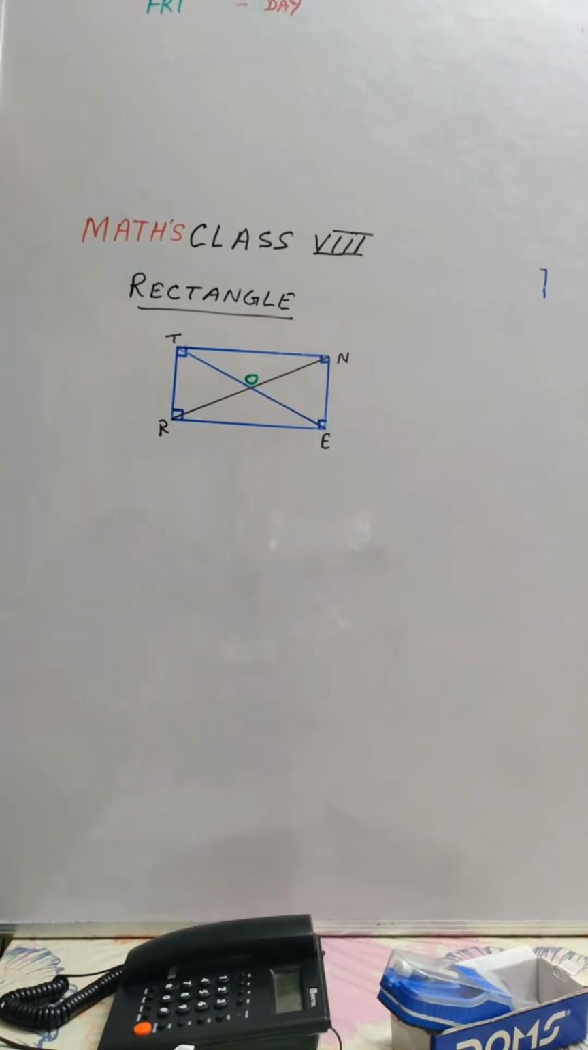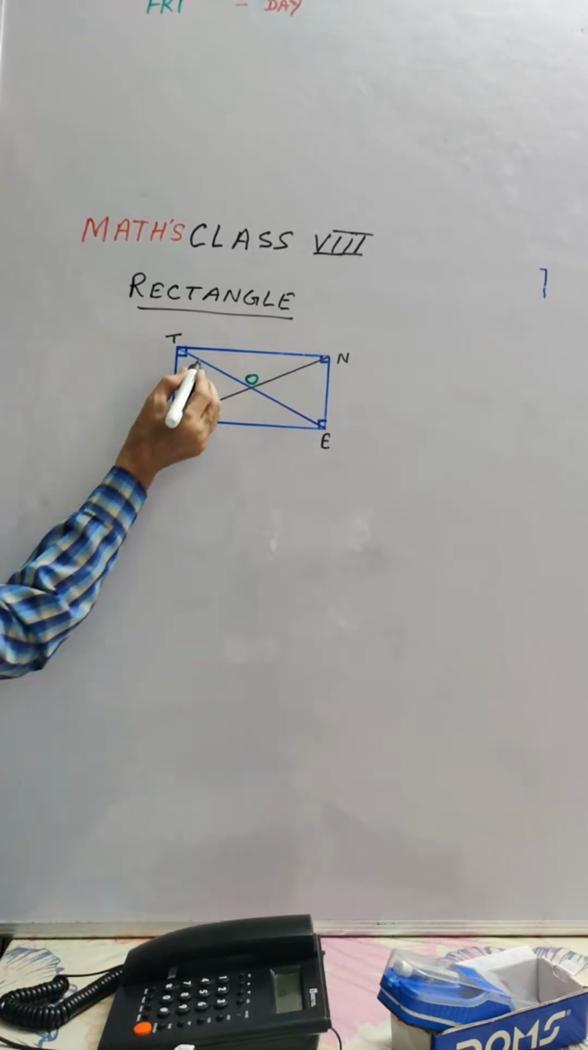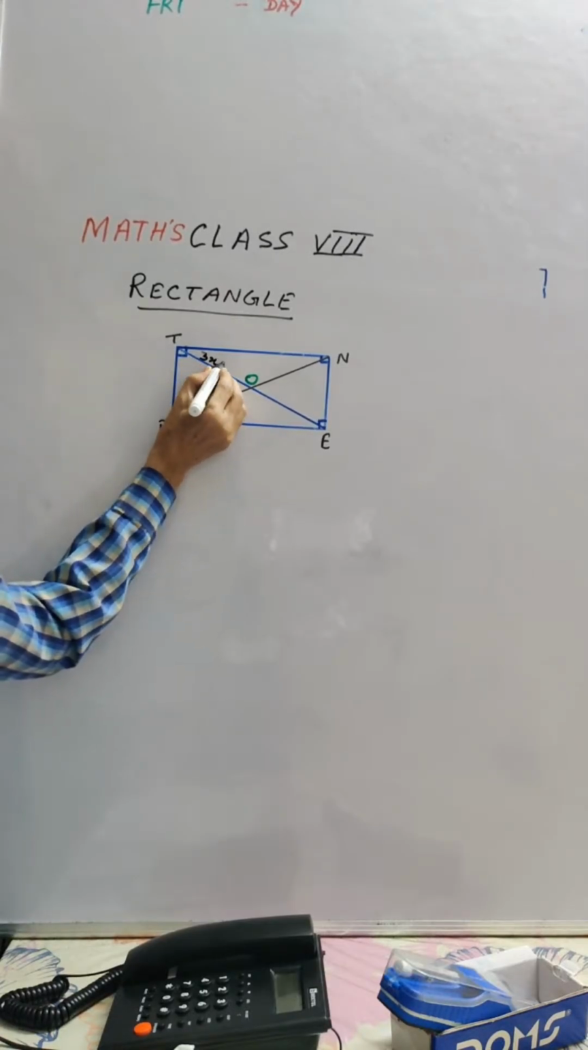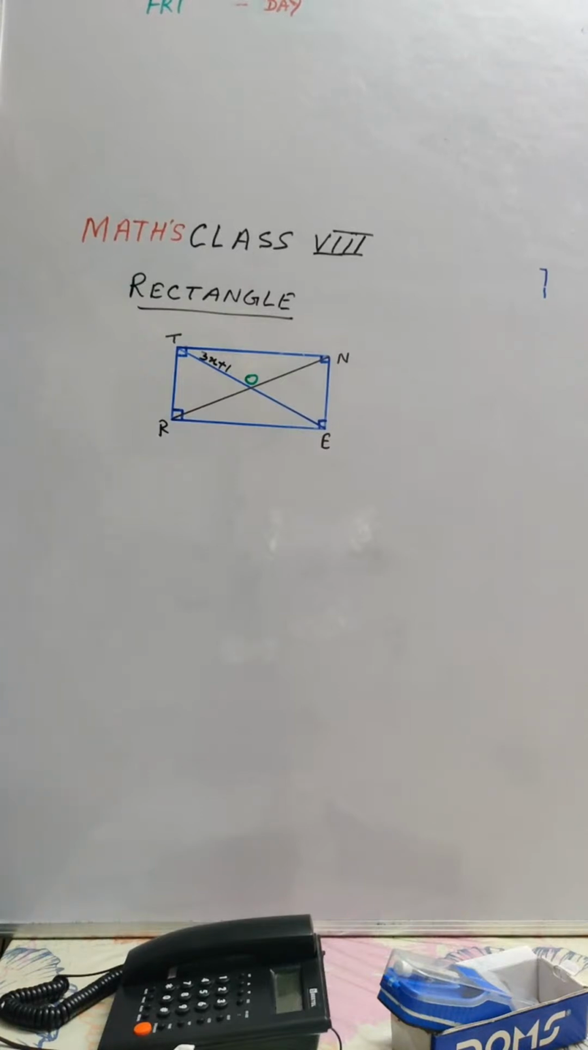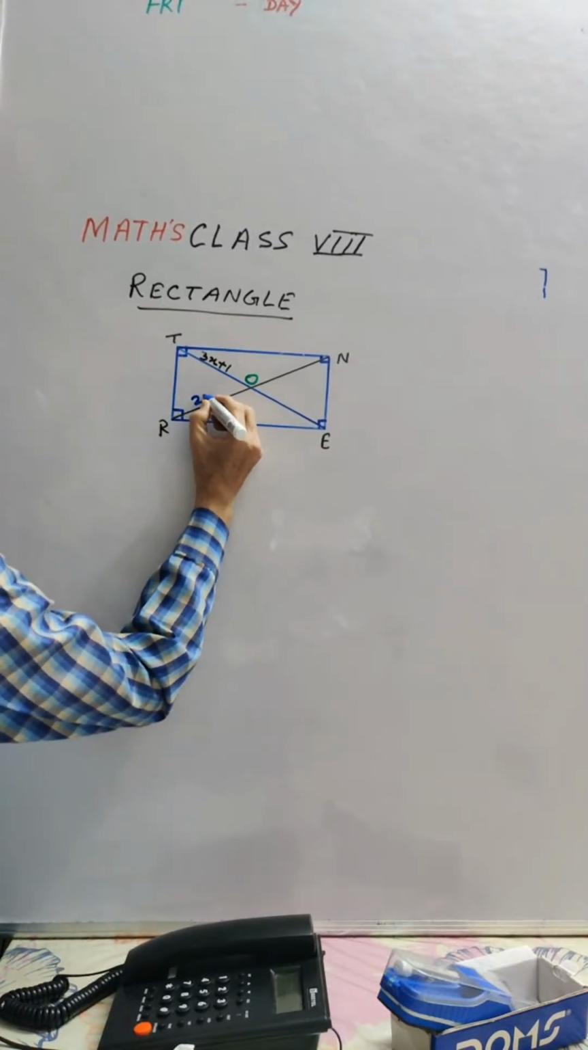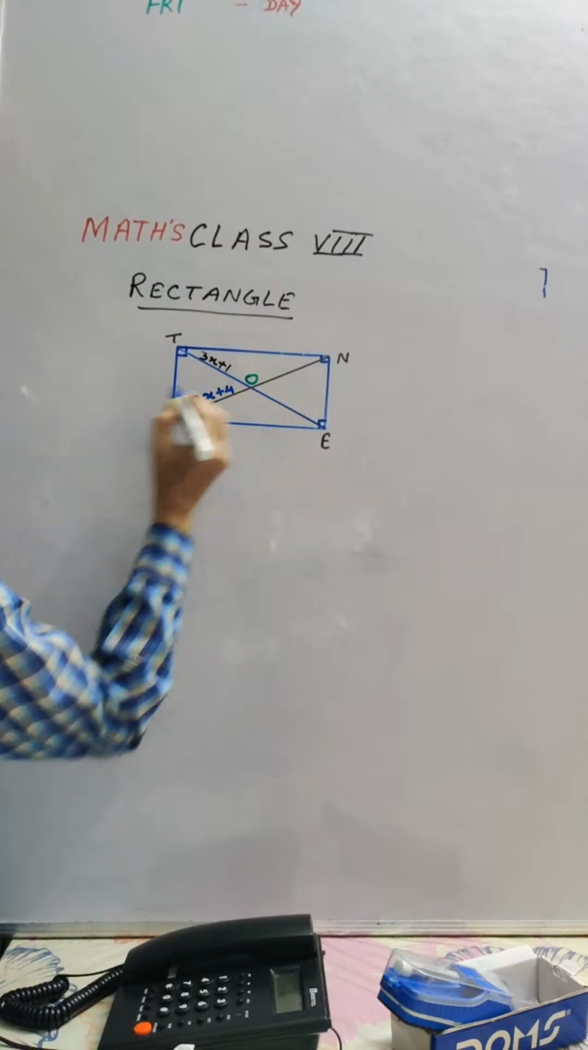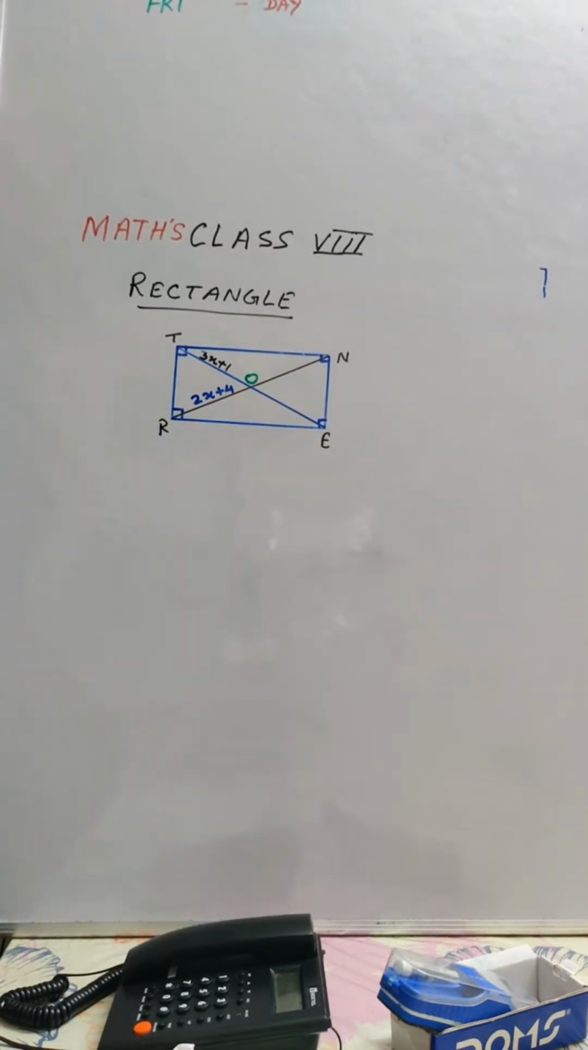And this side TO is 3x plus 1, and the other side RN is 2x plus 4. This way we can find the length of the diagonal. We have to find the length of the diagonal.